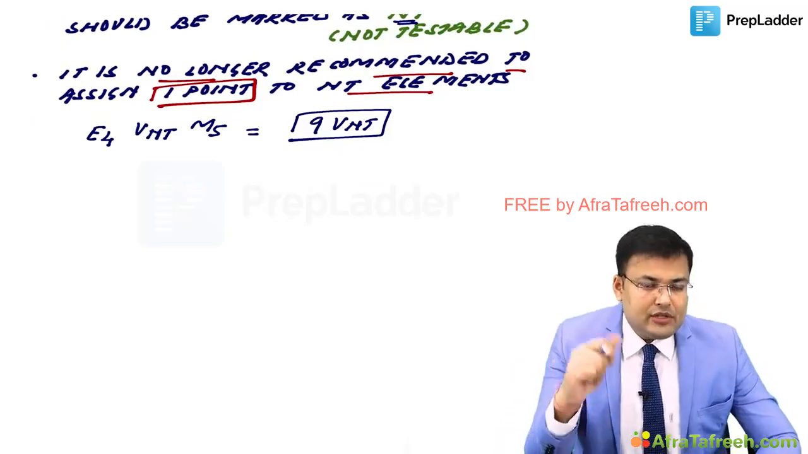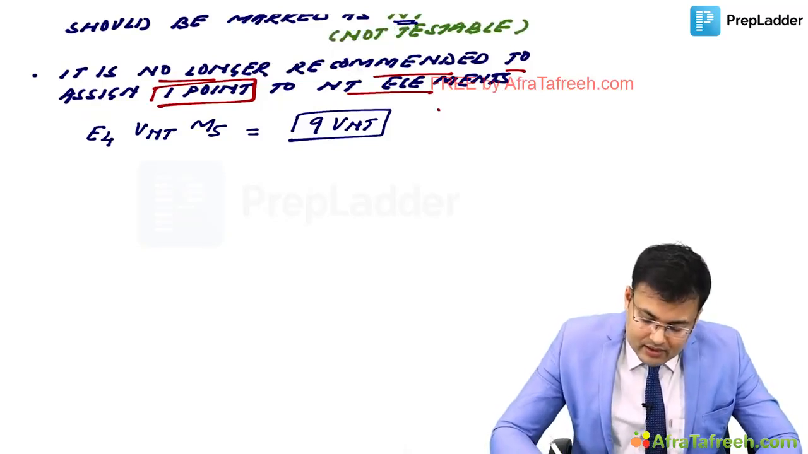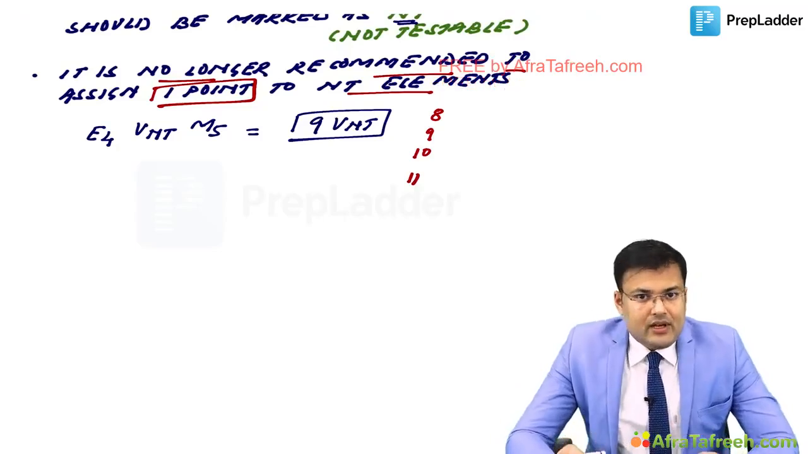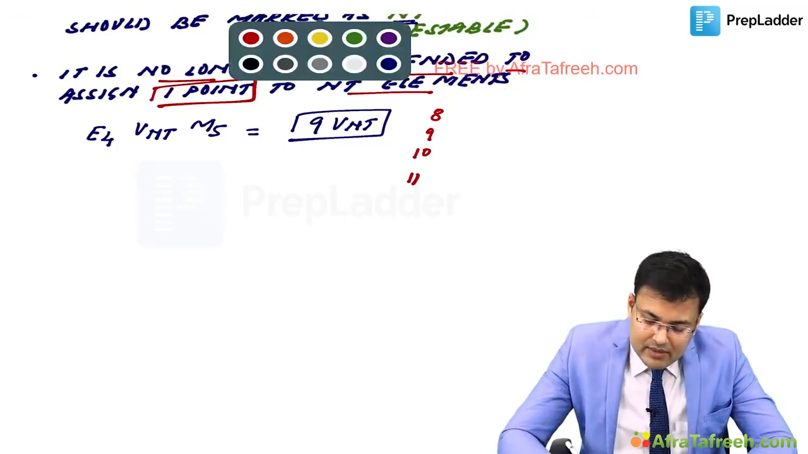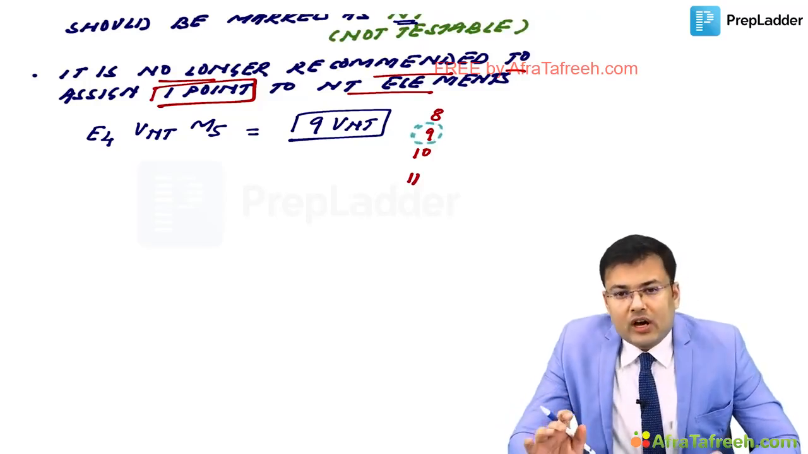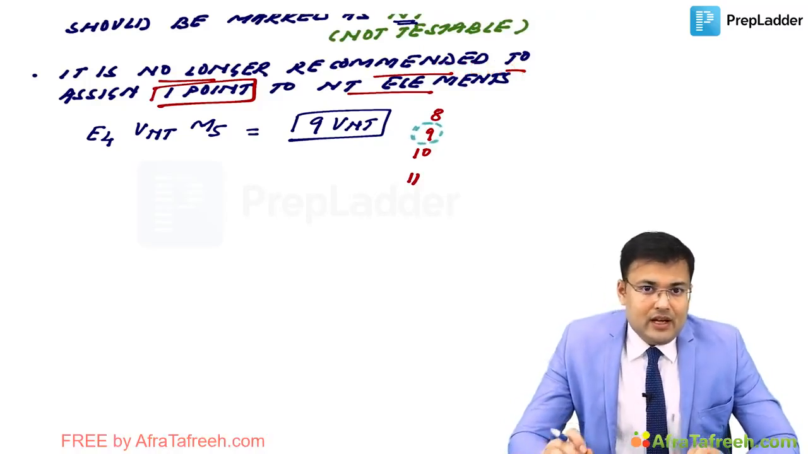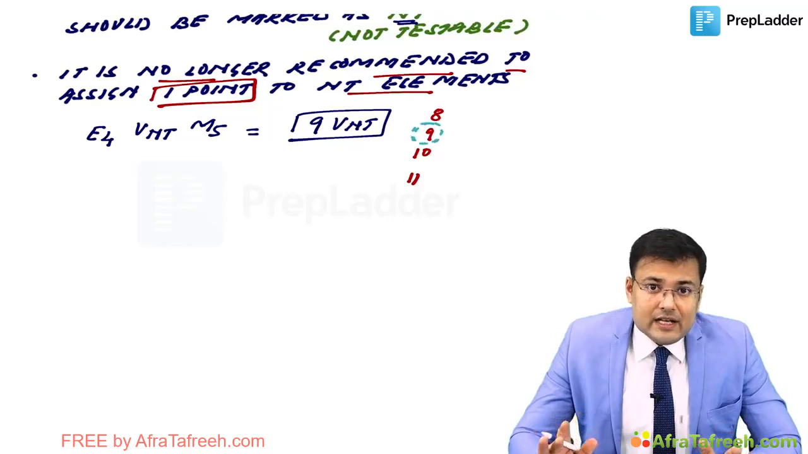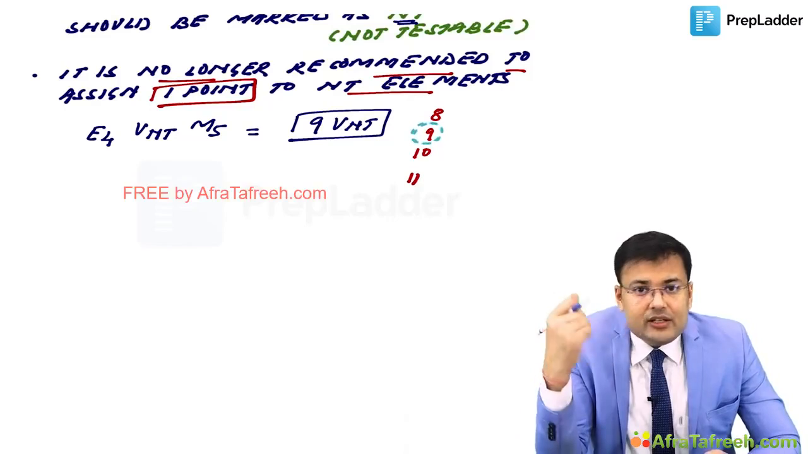So if in the exam this option is there, mark it. But suppose in the exam the options are 8, 9, 10, 11, and the question asked is to calculate the GCS. What will you mark? You will mark 9. Why? Because it is no longer recommended to assign 1 point to non-testable elements. These kinds of questions are asked frequently. You have to be very careful when you are reading the questions and reading the options.